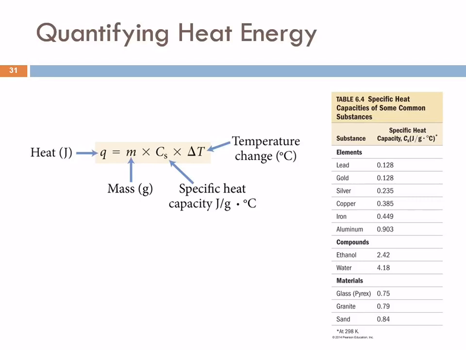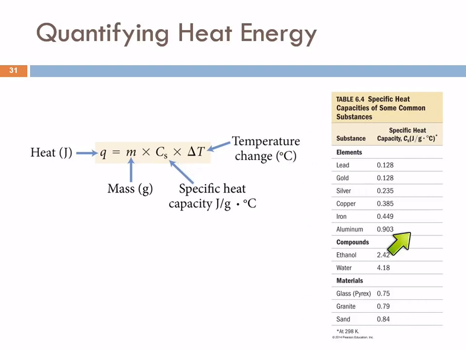So here's the equation. Q, the heat, is in joules. That is equal to the mass of the object in grams times its specific heat capacity, units of joules per gram degree Celsius, times the change in temperature in degrees Celsius.